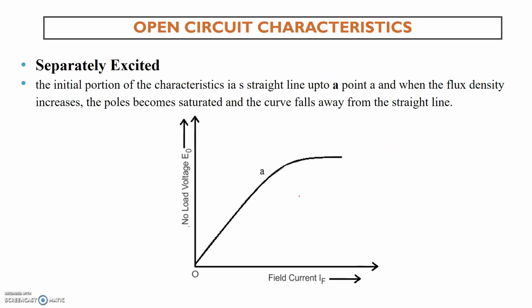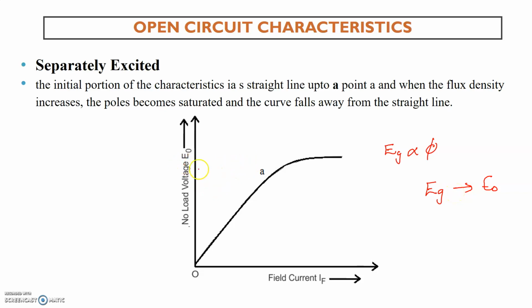So first of all, we will consider the open circuit characteristics of a separately excited DC generator. In the case of a separately excited DC generator, the field coils are excited by an external DC source. So the field current is independent of load current and armature current. We know that the generator voltage Eg is proportional to phi. Here we are considering no load voltage, so Eg is actually equal to E0, where E0 means voltage at no load.